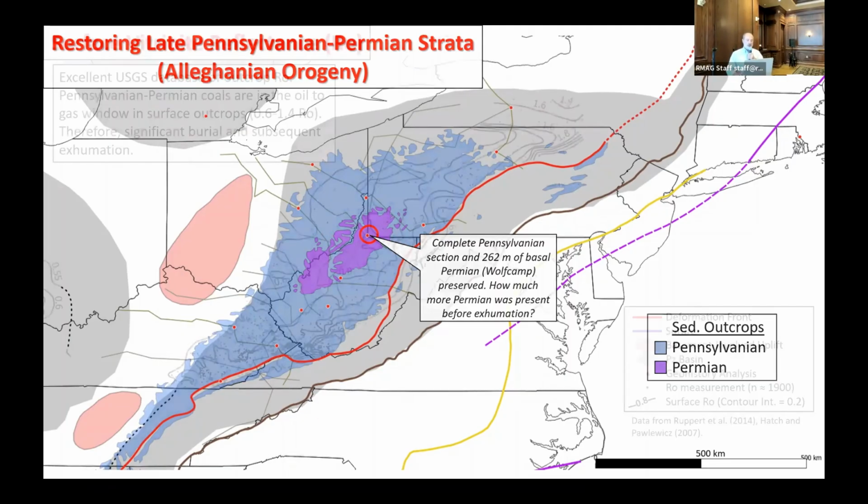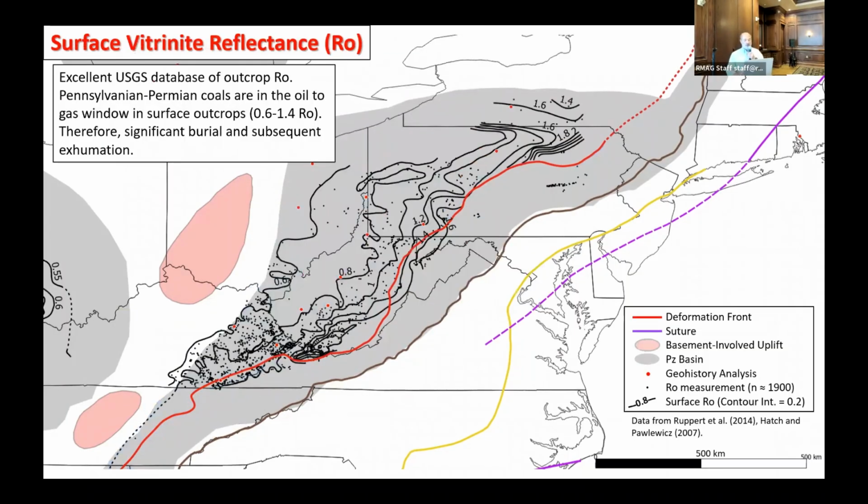Well, we have the beauty of having 1,900 surface vitrinite measurements from the USGS of Pennsylvanian, Permian, and Mississippian coals. This allows us to see how much burial there was by modeling this. These rocks have been hit pretty hard, 0.6 to 1.4 Ro at the surface. And this is very good vitrinite data because it's from coal, mineable coals in many cases. And you see that it's getting higher as we go into the later part.